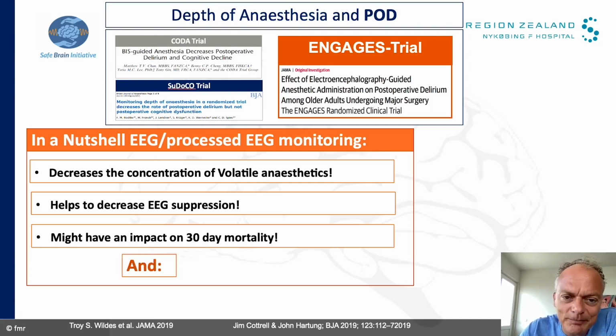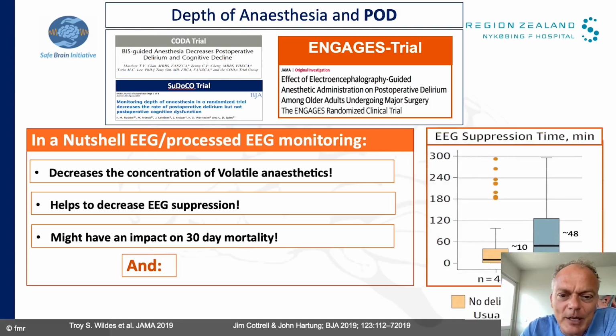And this is interesting, because in the ENGAGES trial itself there is a very interesting box plot in regard to the delirium group and the non-delirium group in the usual care group. You can see the burst suppression times compared in both groups. In the no delirium group, you have a burst suppression time in median of 10 minutes, and in the delirium group, you have a burst suppression time of 48 minutes in median.